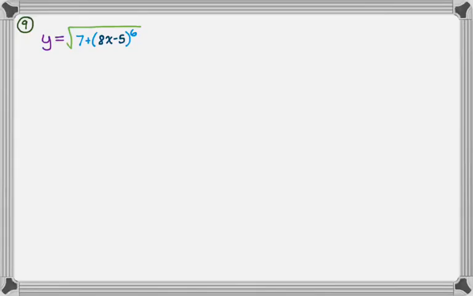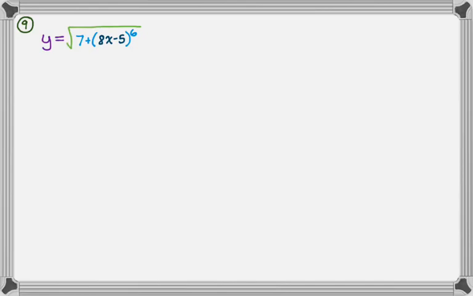Okay, let's take a look at this one. So this actually has kind of three functions, I suppose. We have y equals the square root of 7 plus the quantity 8x minus 5 to the 6th. I tried to color code them. The square root function is the first function, the inner function is 7 plus something to the 6th, and the third function is 8x minus 5. So it's just going to be a bunch of chain rule.